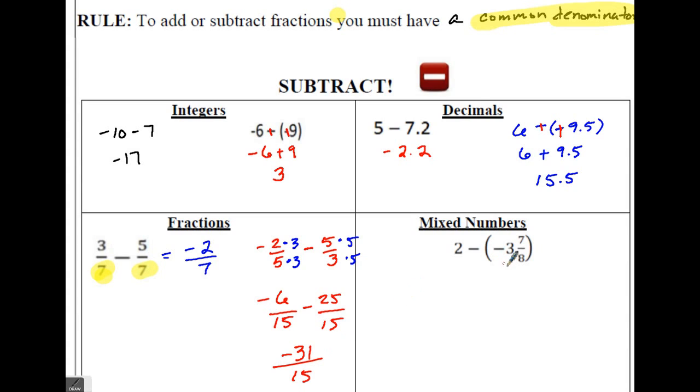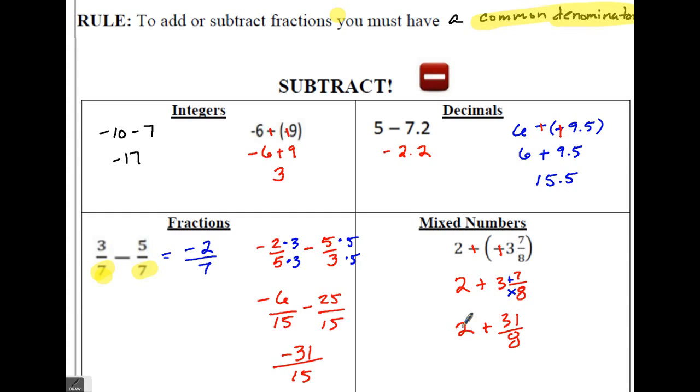All right, mixed numbers. So you have a 2 minus a minus 3 and 7/8. Again, you have a double negative, so that means this will be a positive. So really, this is just 2 plus 3 and 7/8. Okay, so the first thing we need to do is change this 3 and 7/8 by multiplying 3 times 8 and adding the 7. So we're going to rewrite all this, and we're going to end up with 2 plus 3 times 8 is 24. 24 plus 7 is 31 over 8. Okay, all right, 31 over 8.